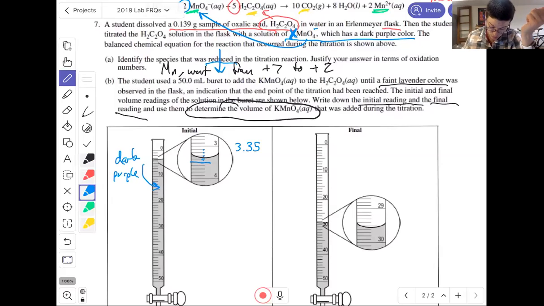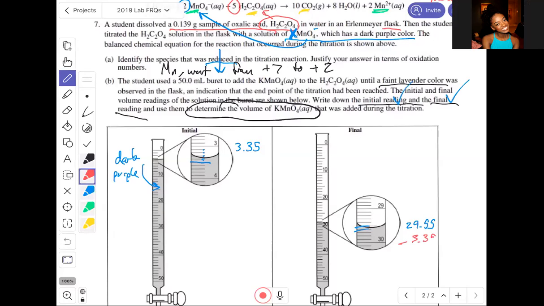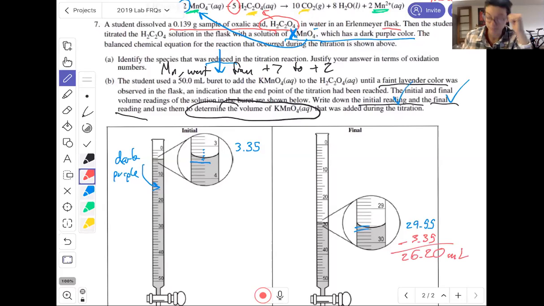It is also between 2 lines on the final. So what are you going to call that one? 29.55. Yes, because it's between the 5 and the 6, so it's 29.55. So I've got my initial, I've got my final. So what volume was actually used? 26.2, I think. Bam.